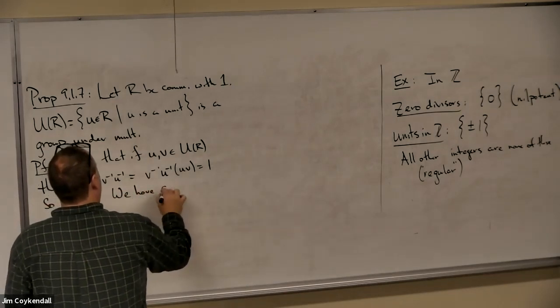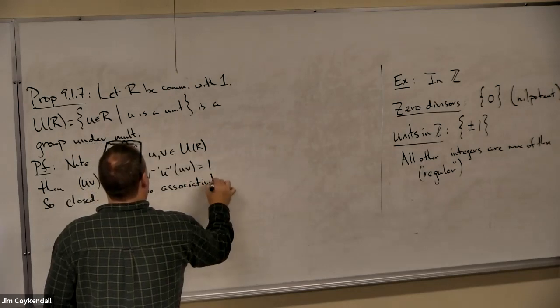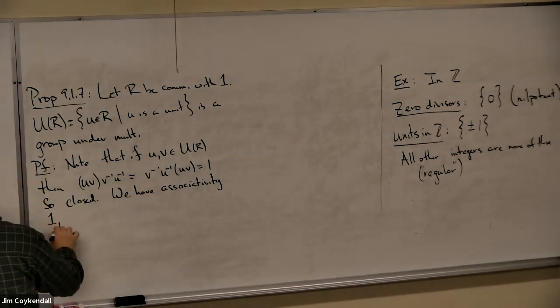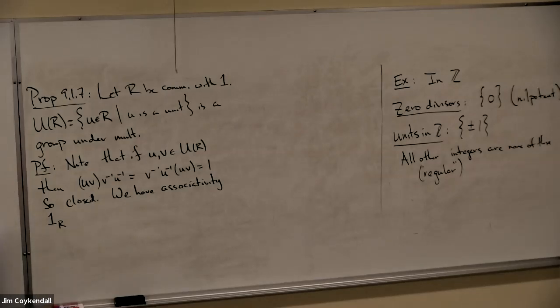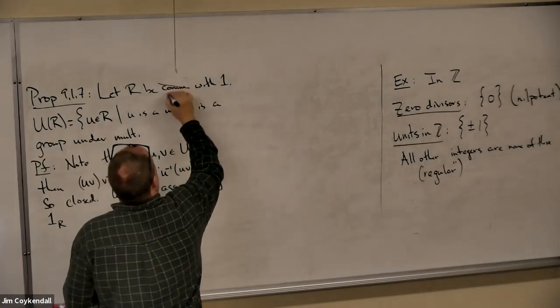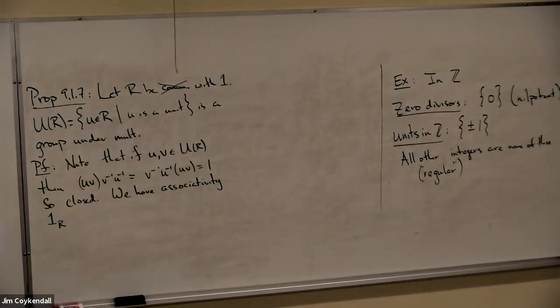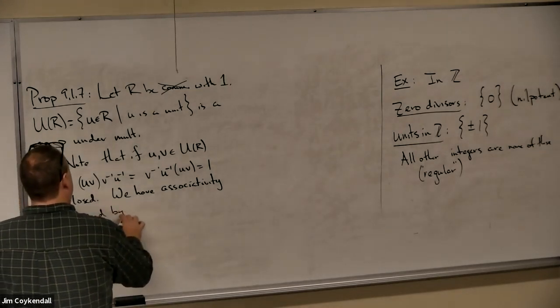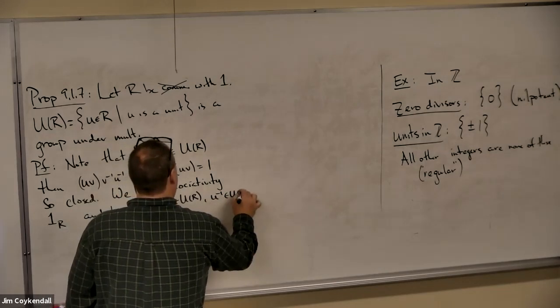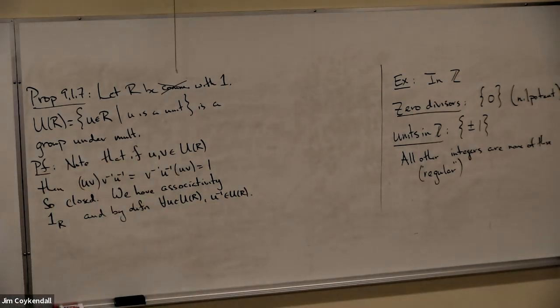We have associativity, because in a ring, multiplication is associative. Identity: there's the identity, it's the identity of R. Actually, scratch that word, all you need is one. We have associativity, we have the identity, and by definition, for all u in U(R), u inverse is in U(R). And there you go, so it's a group under multiplication. Any questions?